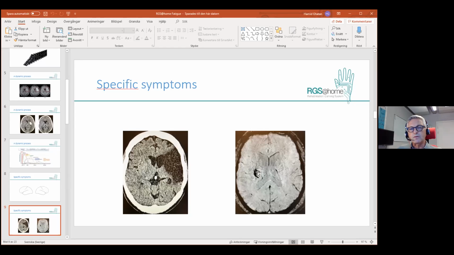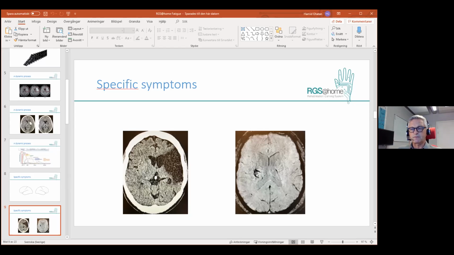This image to the right illustrates a lesion in the right hemisphere close to the basal ganglia, central dense structures with very dense neurons. The specific symptoms that this patient demonstrates are more of a memory problem related to working memory and visuospatial skills.